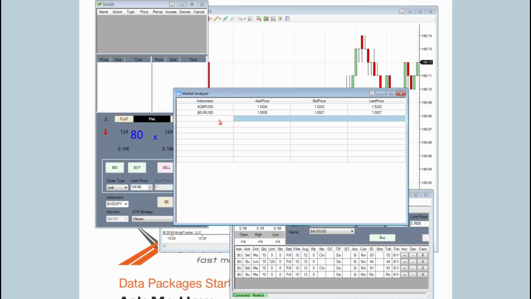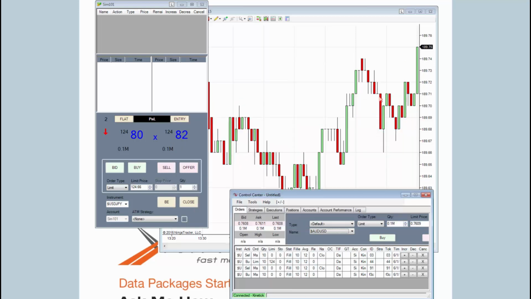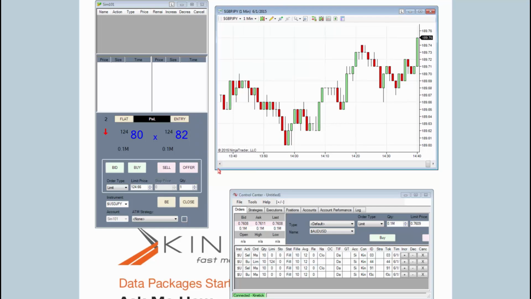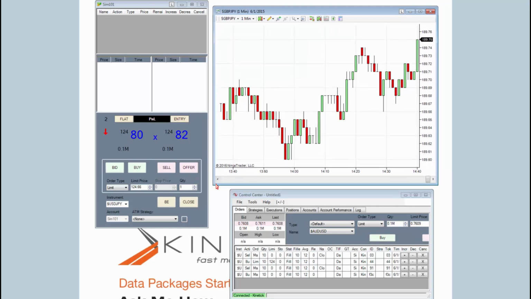You could come in here and enter as many symbols as you'd like. And what's really cool about this is once you have them all entered, you just minimize this guy. He's out of sight, out of mind. You don't have to worry about it. You don't have to clutter up your desktop or your workspace. But at the same time, NinjaTrader will be getting that information that it needs.